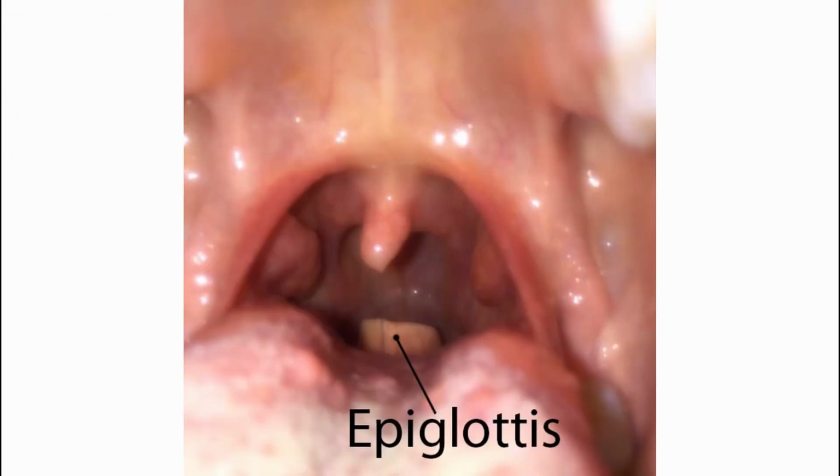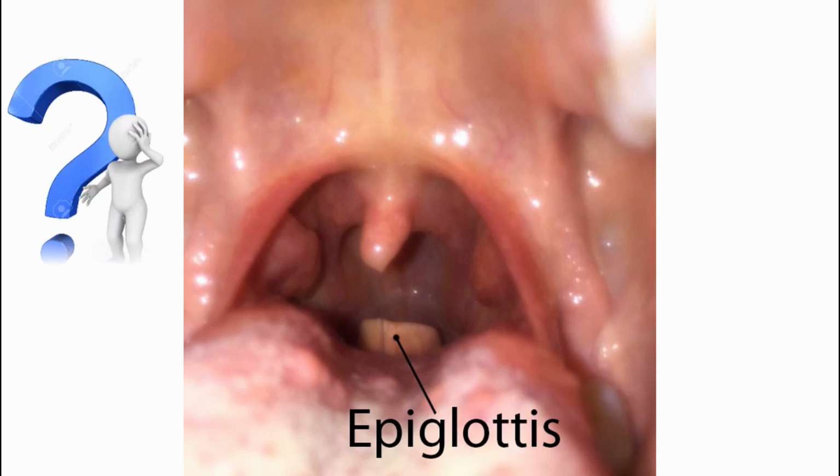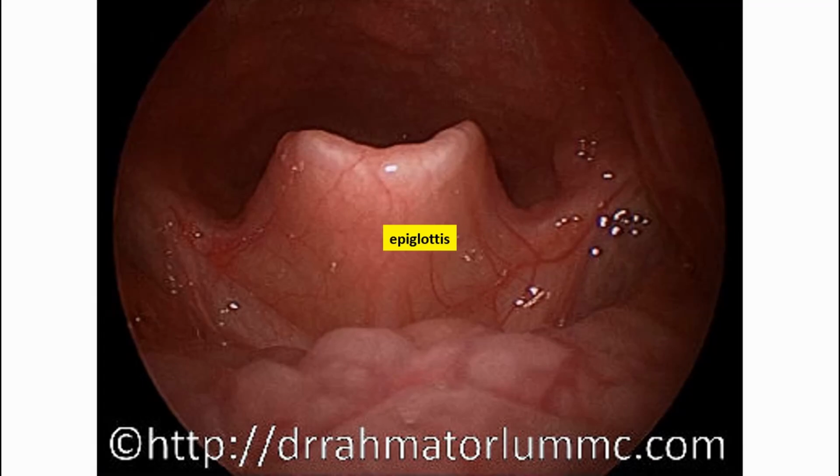This is the epiglottis. When we open the mouth and depress the tongue, we can see the tip of the epiglottis, the cover of the larynx. This is the closer view at the posterior part of the mouth, where inferiorly you can see the posterior 1/3 of the tongue, and you can see the epiglottis.